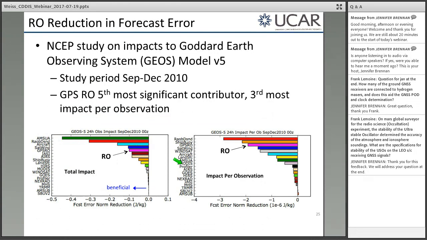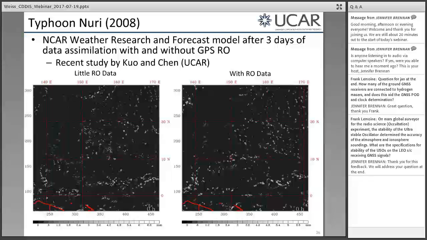Another study was done at NCEP, NOAA's National Center for Environmental Prediction here in the States, and looked at something similar for a period back in 2010. I'll just highlight here on the right side, they also looked at this by impact per observation in forecast error reduction, taking account of the data volumes from the different sensors. And you can see that RO comes in at number 3. So again, it's a technique that punches well above its weight in these systems.